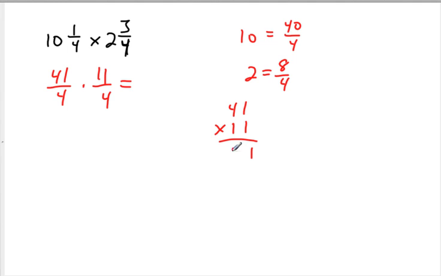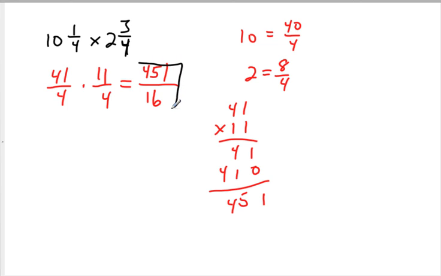So we're going to get 1, we're going to get 4, 0, 1, 4. So that we end up with 451 on top over 4 times 4, which is 16 on the bottom. Now, the fact that we couldn't reduce before we multiplied here means that we also will not be able to reduce after we multiply. So we don't have to worry about looking for common factors here that we can reduce with.